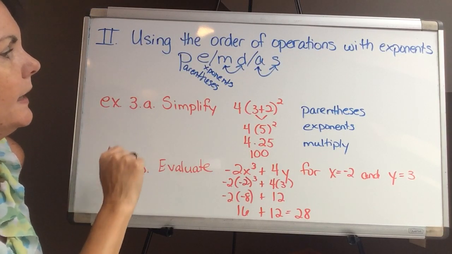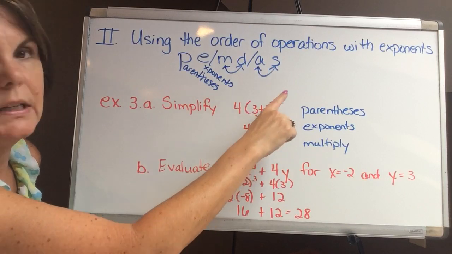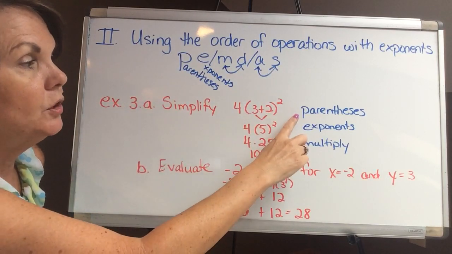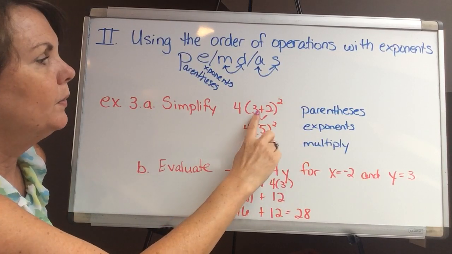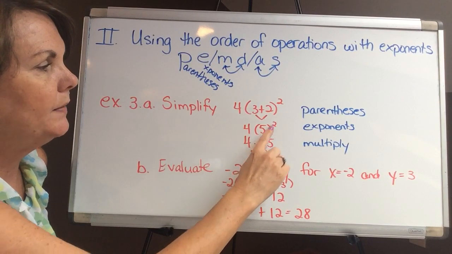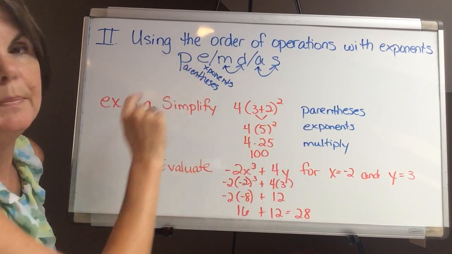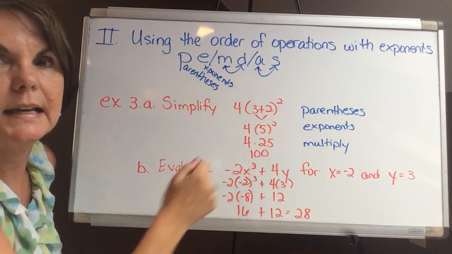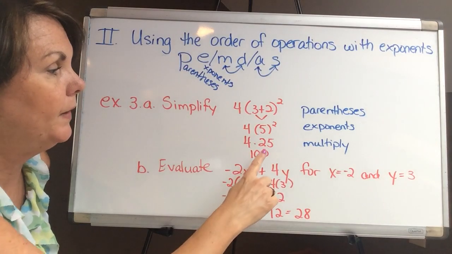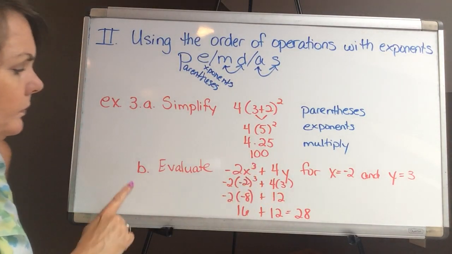Simplify for letter A. Okay, I have 4 times the quantity, 3 plus 2 to the second power. Well, we're following the order of operations. I have to do what's in parentheses first. 3 plus 2 is 5. Okay, so now my problem becomes 4 times 5 to the second power. I don't multiply first. The next step is exponents. 5 to the second power is 5 squared, so it's 5 times 5, which is 25. Now I multiply. 4 times 25 is 100.